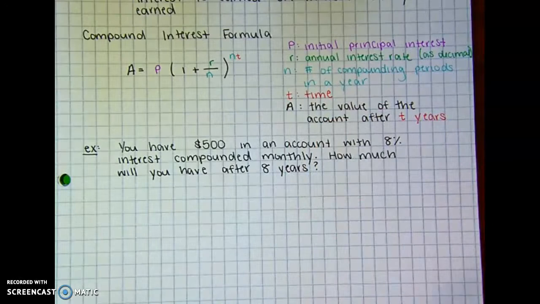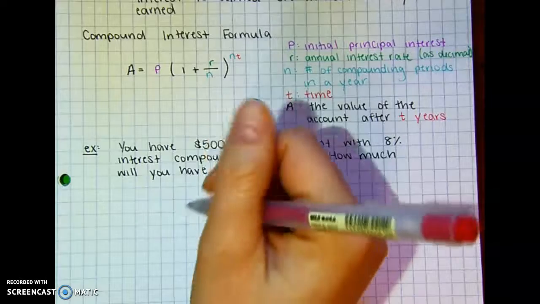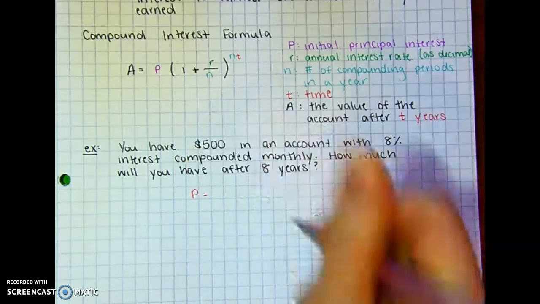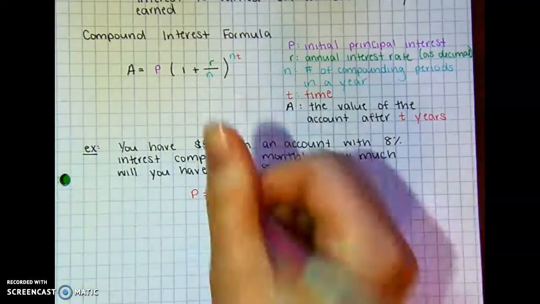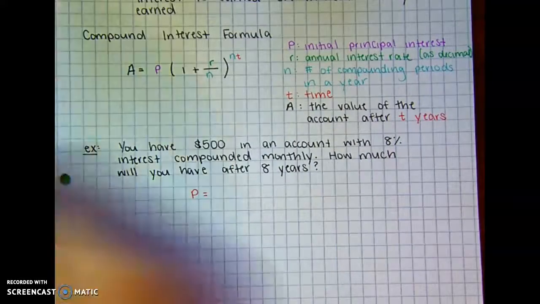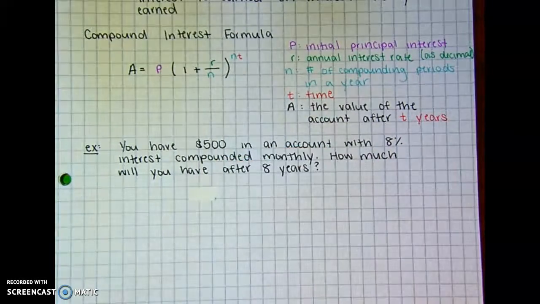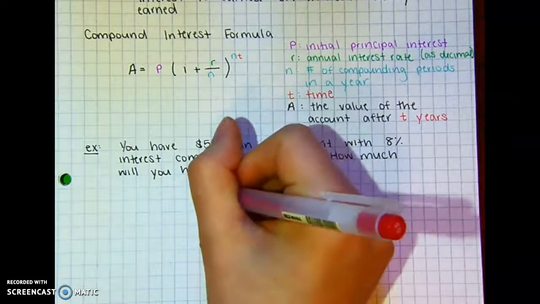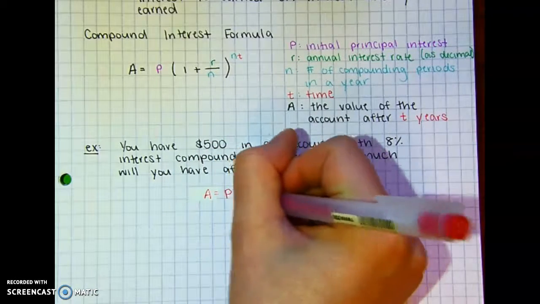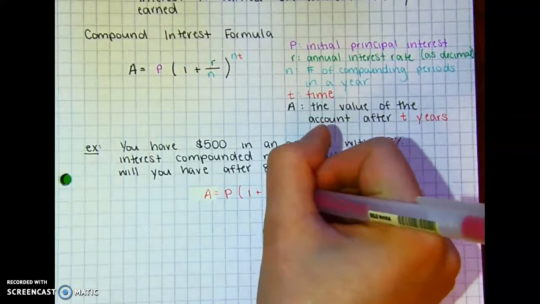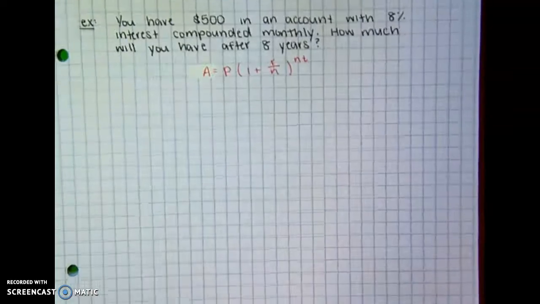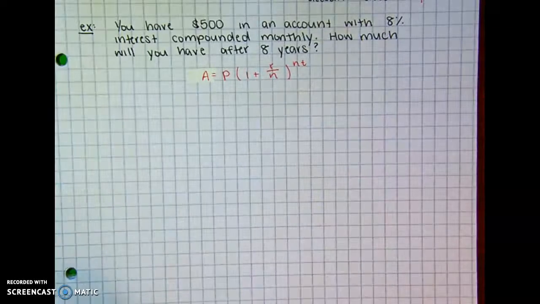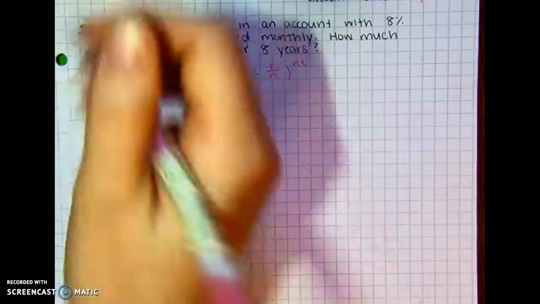All right, so we should identify a few things, and I would recommend writing out your formula until you know it. Because we've got compounded monthly, I know I'm going to use my compound interest formula, which is A equals P times 1 plus R over N, with NT in the exponent. So I want to identify each of these things and do some scrap work off on the side.